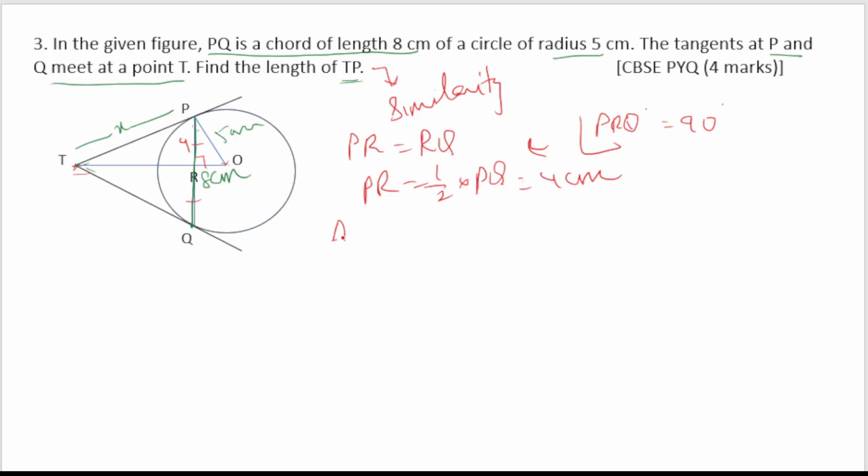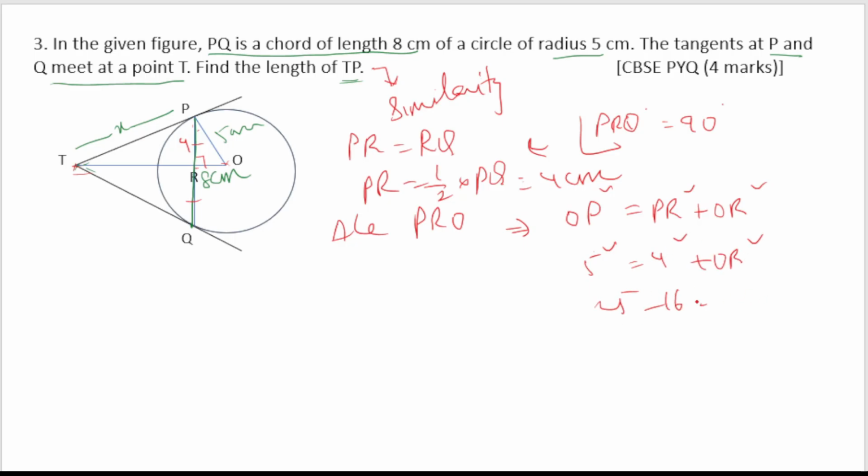See, triangle PRO is a right angle triangle. By using the Pythagoras theorem, we can find the length of RO. Hypotenuse OP square is equal to PR square plus OR square. It is 5 square is equal to 4 square plus OR square. It is 25 minus 16 is equal to OR square. Here you get OR is equal to 3, root of 9 is 3.